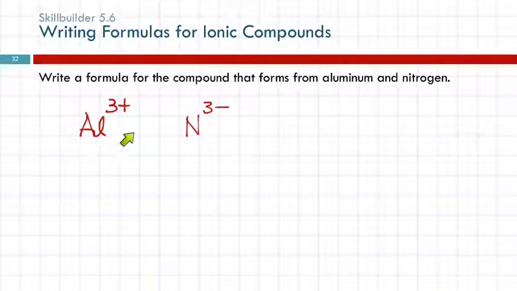So now we've got our ions with their charges. Are these numbers the same? Yep. They're opposite in sign, that's always going to happen, but we've got +3 and -3. We don't want to crisscross, we don't even need to think about anything, we're just going to push them together. AlN. We only need one of each. It's a 1-to-1 ratio.